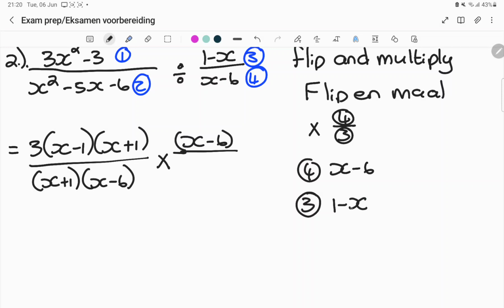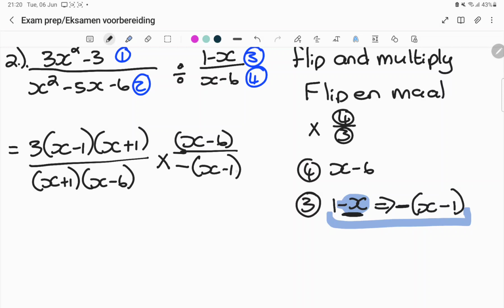Now we don't usually like our x being negative, so to make it positive, or to switch it around, I'm going to take out a negative, and then it becomes x minus 1. This is a very important thing to remember: whenever your x is negative, to switch it around to make the x positive, I have to take out a minus, meaning that both things inside my bracket signs will change. So this becomes negative bracket x minus 1.